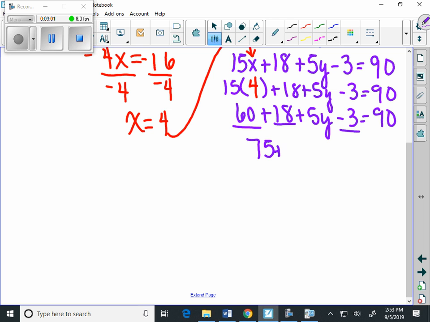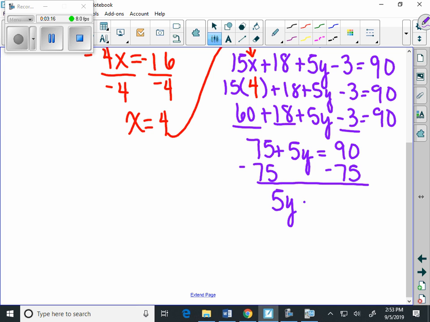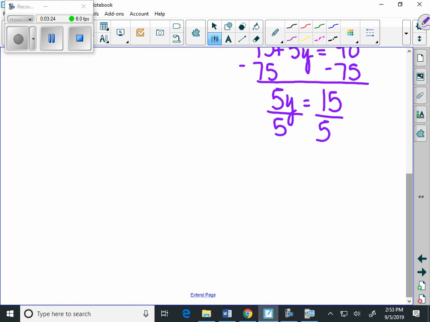75 plus 5y equals 90. And now we're going to solve. Finish solving at least. We'll subtract 75 from both sides, and we have 5y equals 15. And finally, divide both sides by 5, and y equals 3.